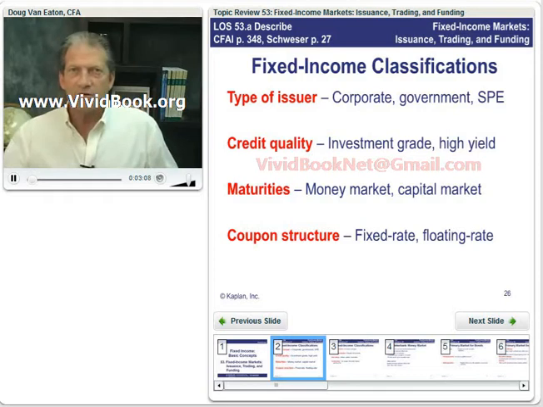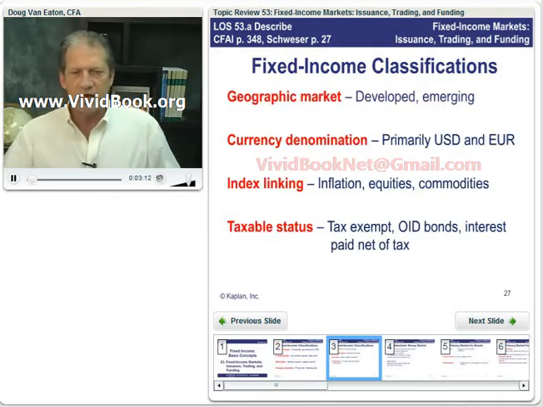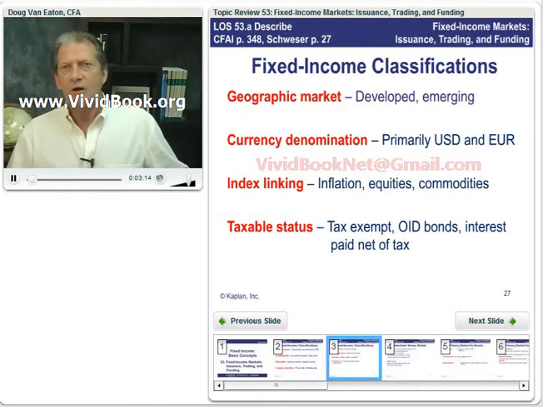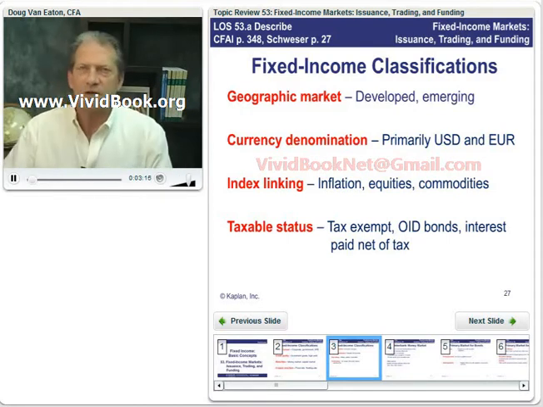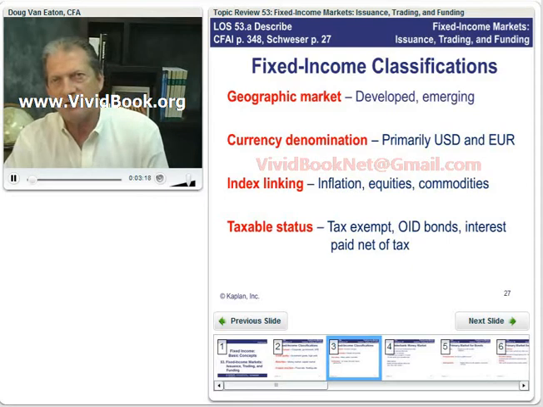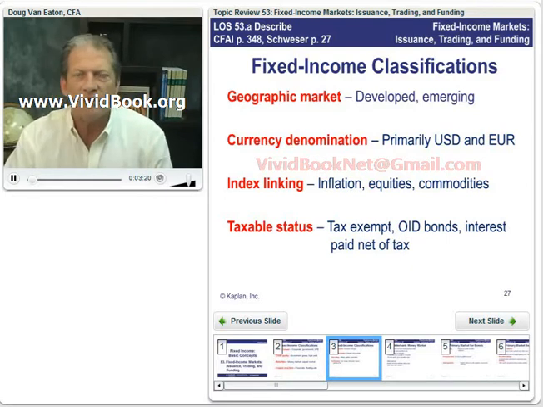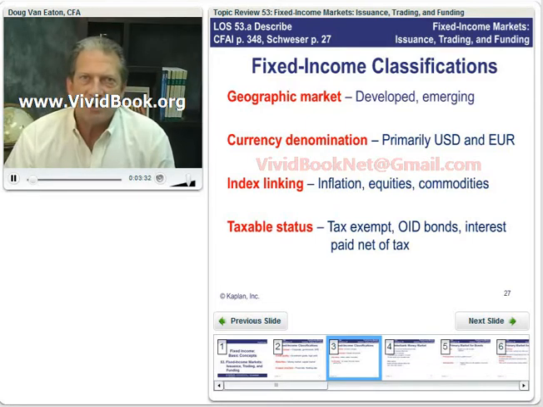So I think we've got some more classifications here on the next slide. We've got geographic market. We could talk about a national bond market. We could talk about U.S. bonds. We could talk about Brazilian bonds. Or more generally, broader classifications, we could talk about the developed country bond markets or the emerging markets bonds.